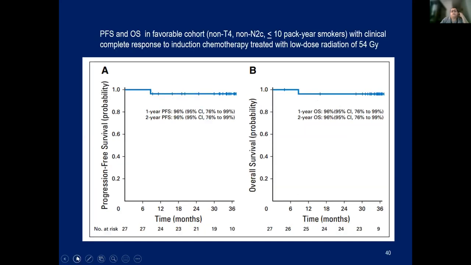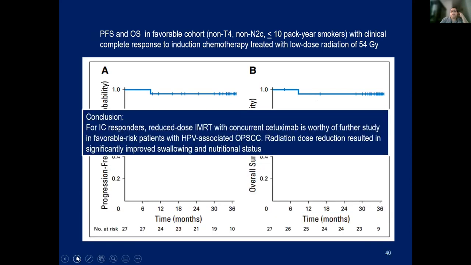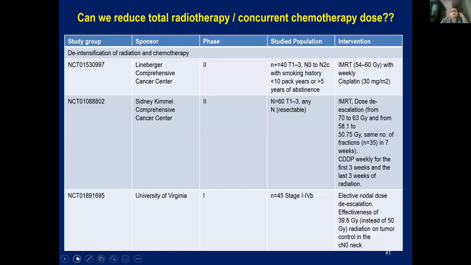This is the PFS and the overall survival in this trial. And this could possibly be something that we could explore in our patients. Can we reduce the dose or the treatment of chemotherapy? Again, these are the various trials that have been done, mostly phase 2 and phase 1.